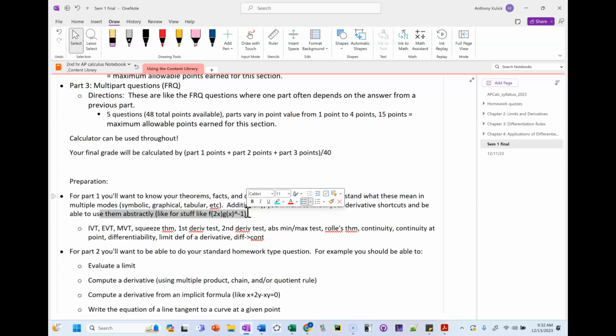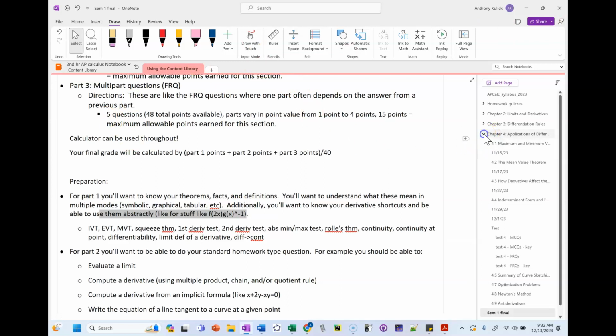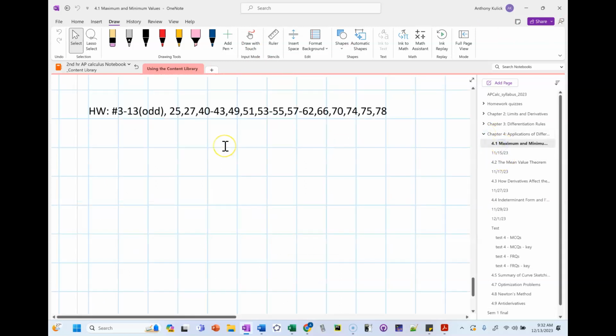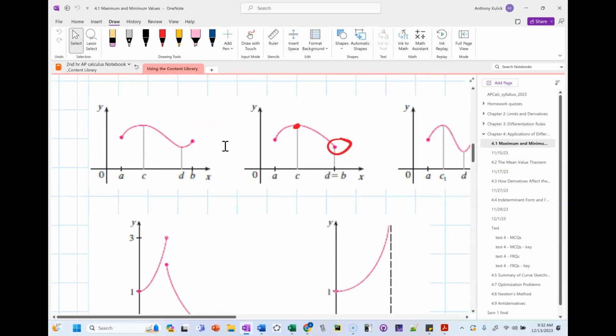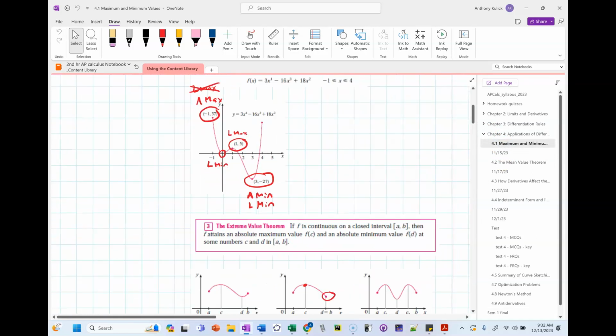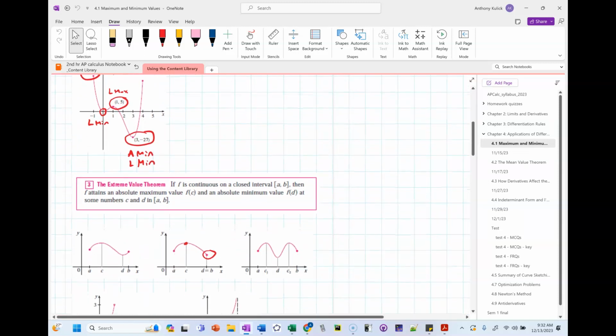Could you maybe remind me what's the extreme value theorem? That was in chapter 4.1. It says if f is continuous on a closed interval, then we have an absolute maximum and an absolute minimum on that closed interval.